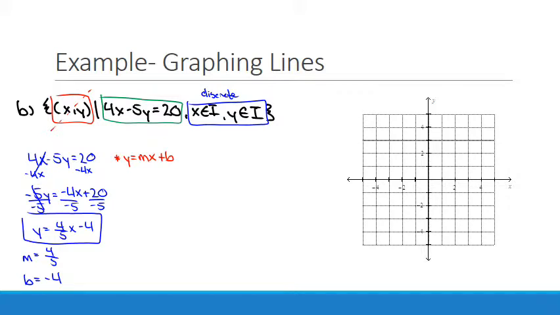Remember, we always plot the y-intercept first, the b value, so -4. And then my second point, the way I achieve that is I use my slope as directions to it. So it's telling me to go up 4 and then over 5. 1, 2, 3, 4, 5.